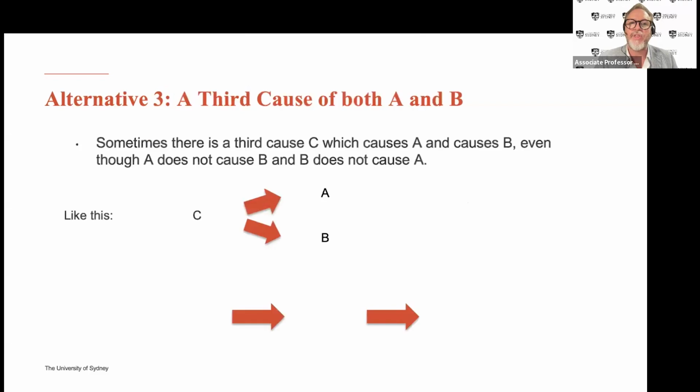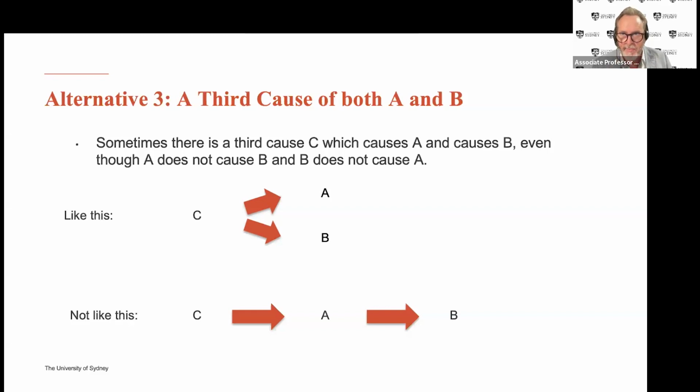Now, here is the third one, and this is where things get a bit more difficult. But this is hugely important. Sometimes A is correlated with B. A tends to go with B. But it's not because A causes B, and it's not because B causes A. Instead, it's because there's a third thing, C, which causes A and independently causes B.